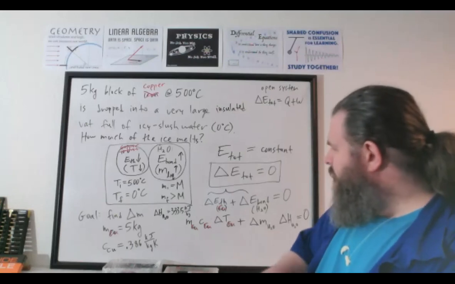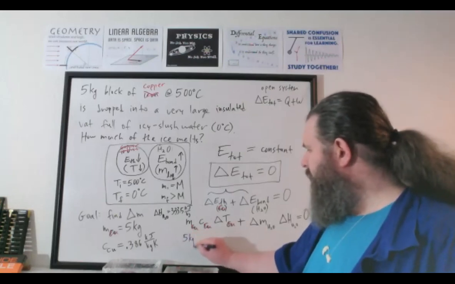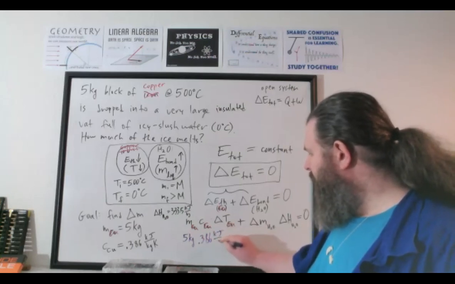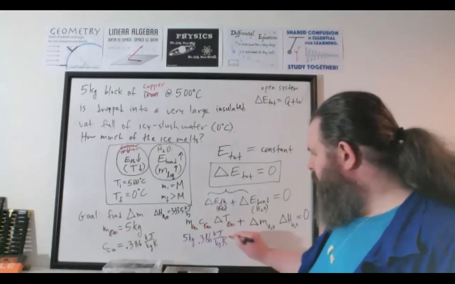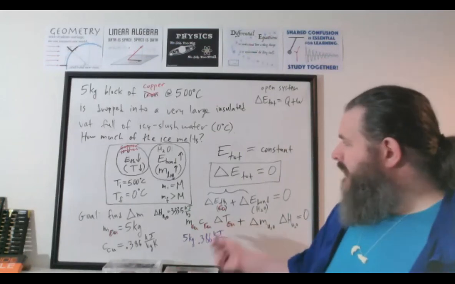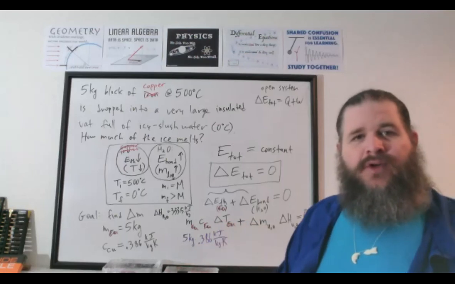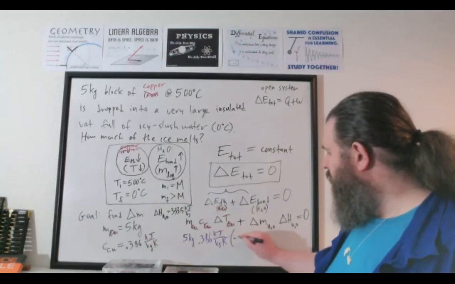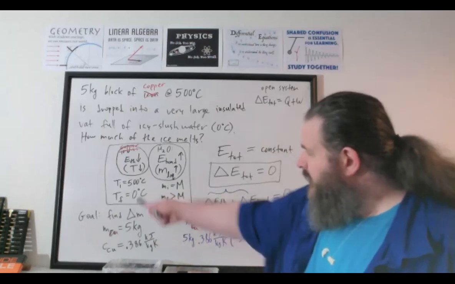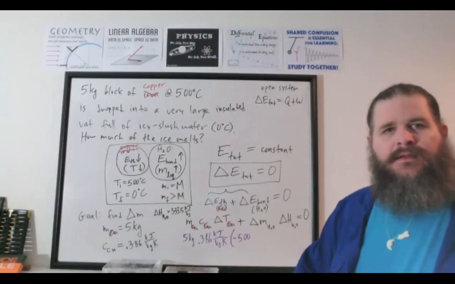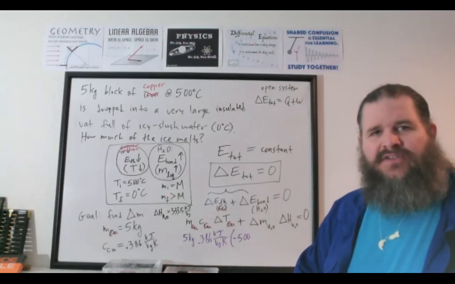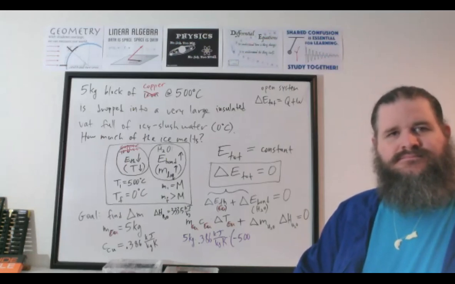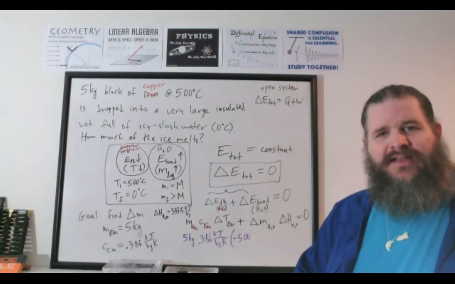We could fill in 5 kilograms. We could fill in 0.386 kilojoules per kilogram Kelvin. And yeah, the delta temperature, -500, because you can always find deltas by subtracting final minus initial. 0 minus 500 is -500. And that's degrees Celsius, but we have kelvins here. Can we just change the change in Celsius into a change in kelvins? Or how would you usually change Celsius to Kelvin?